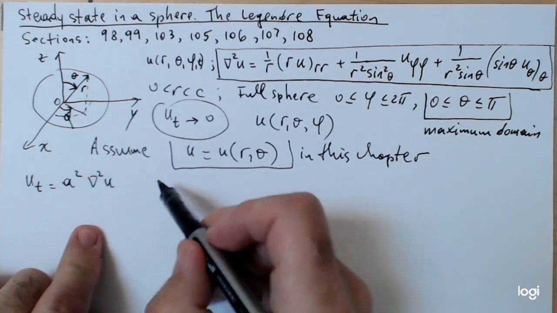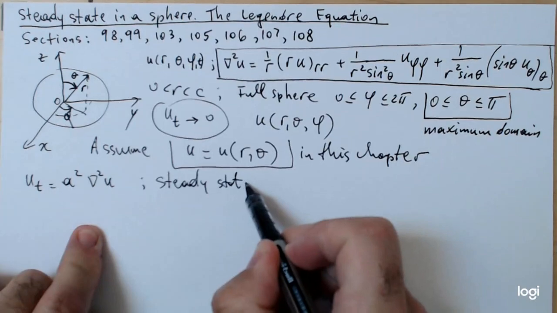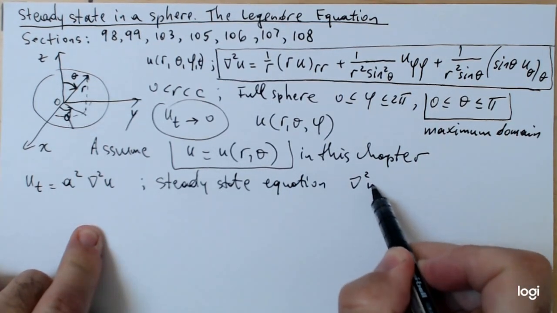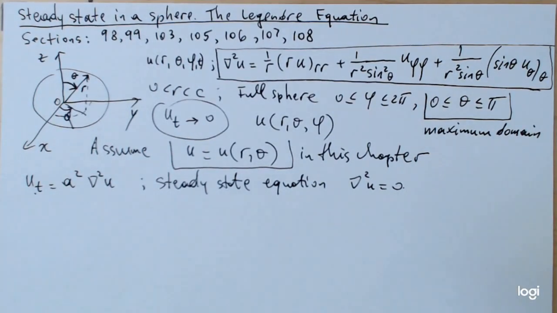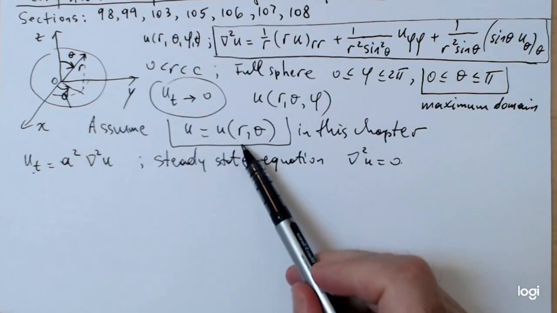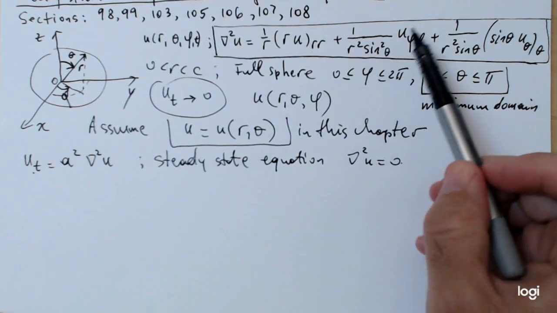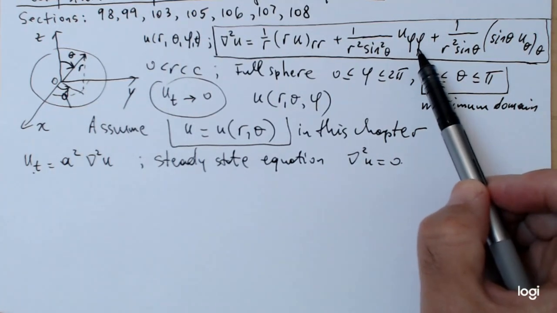So a typical heat equation, of course, has the format u_t equals some constant times the Laplacian, and the steady state equation that gives you the steady state temperature is simply the Laplacian set equal to 0, right? Because you assume that u_t goes to 0. All right, so pay attention here. Once we assume that u depends on r and theta only, this middle term is going to be dropped, right? Because it won't depend on phi anymore.